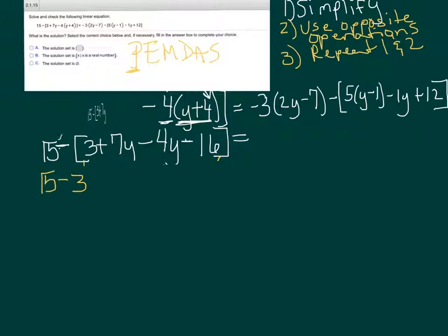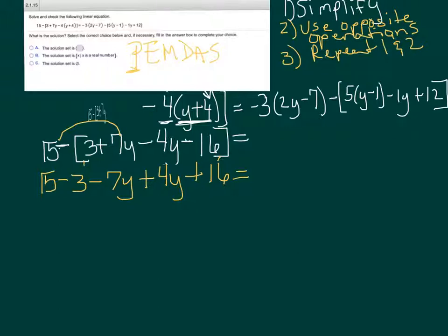If we take this negative times this 7y, what we get is a negative 7y. Notice how all the signs are changing? We get a negative times a negative, we're going to get a positive 4y. And then this negative 16 times a negative gives us a positive 16. So now our process is starting to look better. It's looking prettier than it did in the very first step, right?